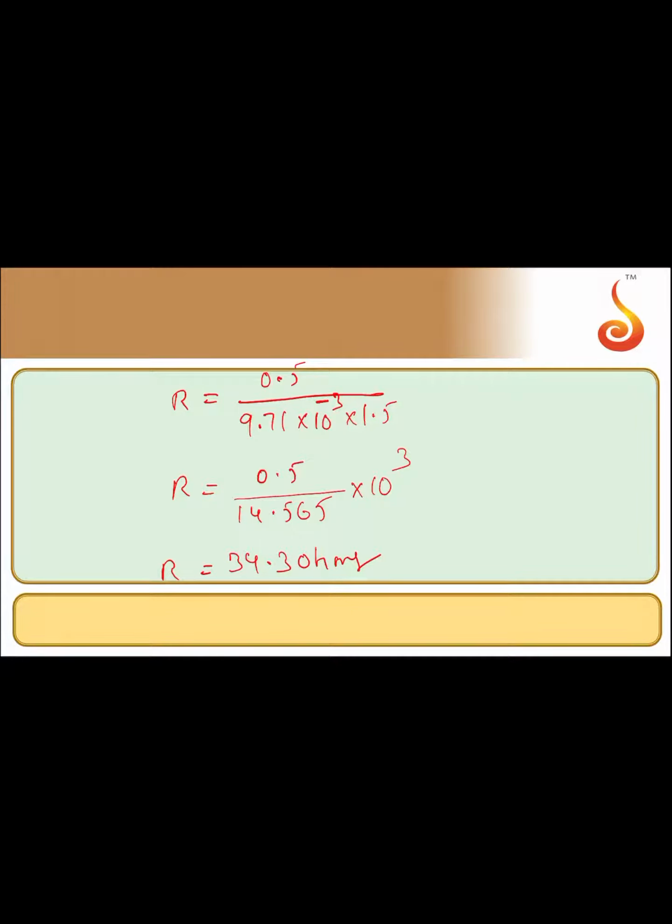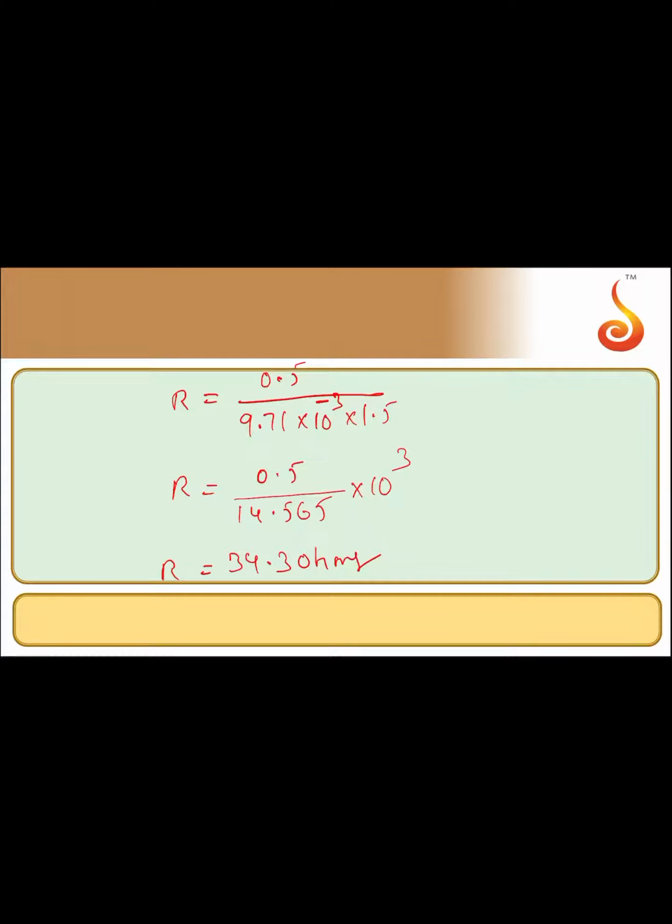From this R is equal to 0.5 by 9.71 into 10 power minus 3 into 1.5. Then R is equal to 0.5 by 14.565 into 10 power minus 3. We'll get R value 34.3 ohms. R value is 34.3 ohms.